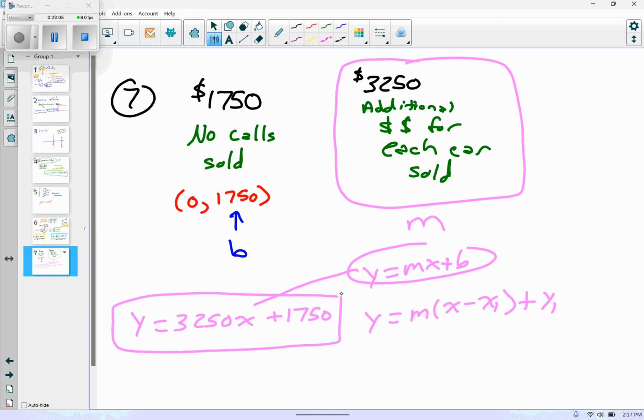Is that really how salesmen make money? I don't know. They gotta make money. Could you imagine if you sold like 10 cars in a month? 10 cars, that's $32,500 extra as well as your $1,750. Davy's getting that new pair of shoes.